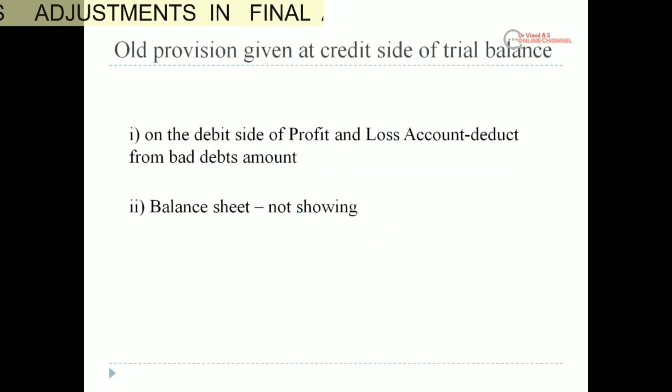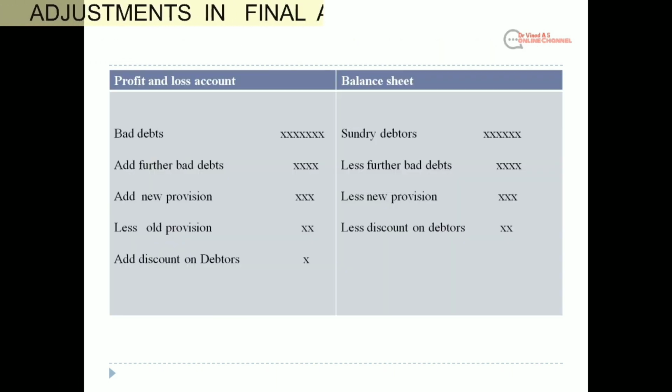And the next one, old provision is given at credit side of your trial balance. If the provision or adjustment entry is given within the trial balance, there is only one treatment. If such a situation is there, it will be deducted from bad debts on the debit side of profit and loss account, and there is no recording in balance sheet.